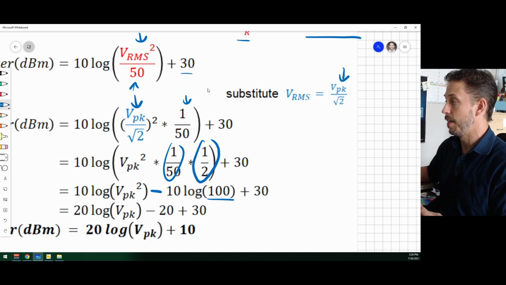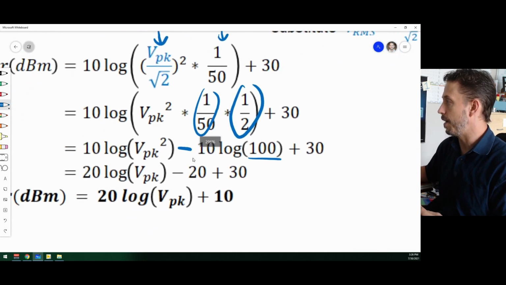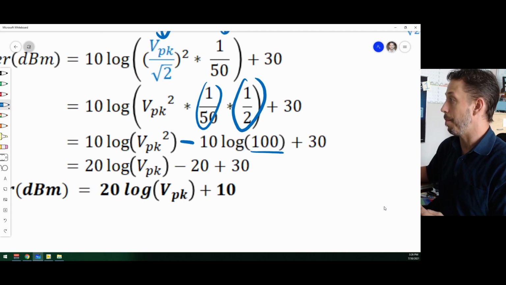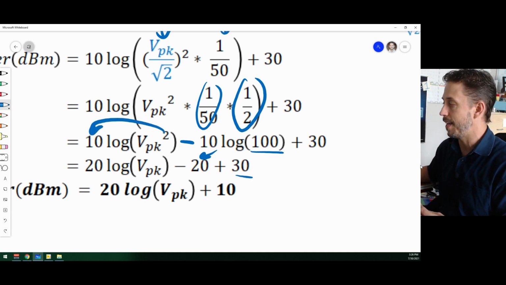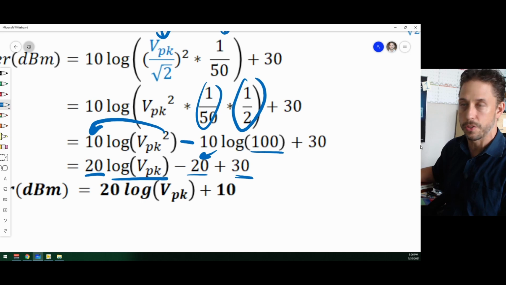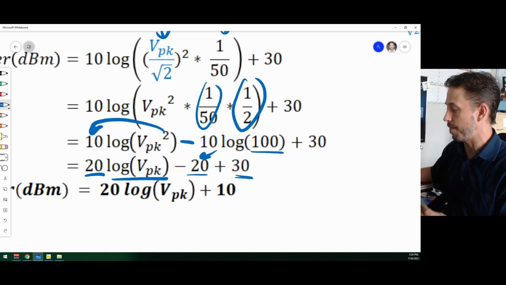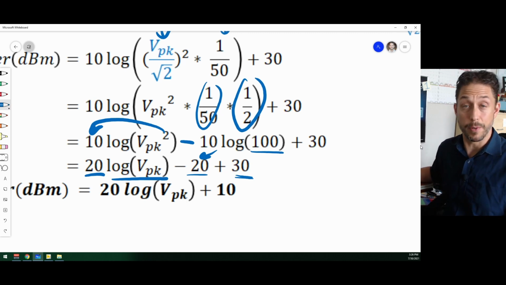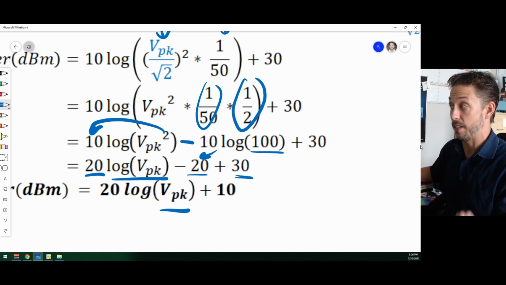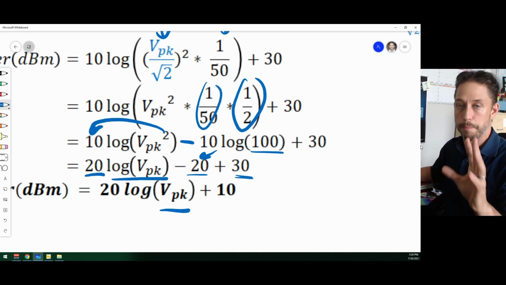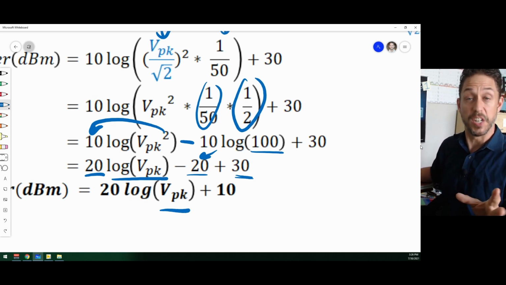So now we've got pretty much 10 log volts peak squared. Now, it's simply a matter of minus 10 log 100 plus 30. This transforms into the 20. Of course, the 30 comes along for the ride. The square comes out and multiplies by the 10. And now we have 20 log V peak minus 20 plus 30, which of course simplifies down into 20 log V peak plus 10. It's an extremely simple equation that you can pretty much just take to the bank. Anytime that you have volts peak of a carrier, you can say basically 20 log that value plus 10 is its power in dBm, of course, in a 50 ohm system.